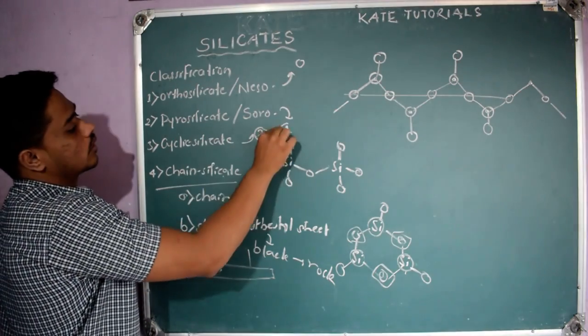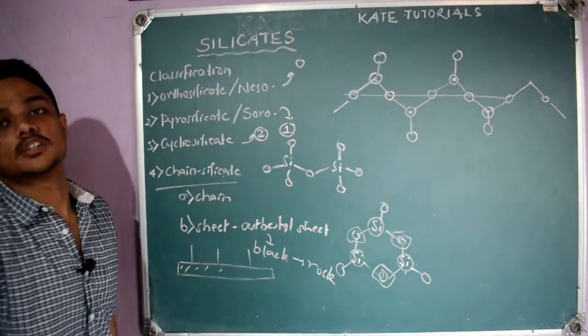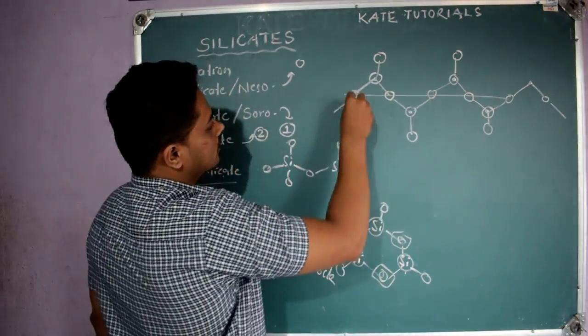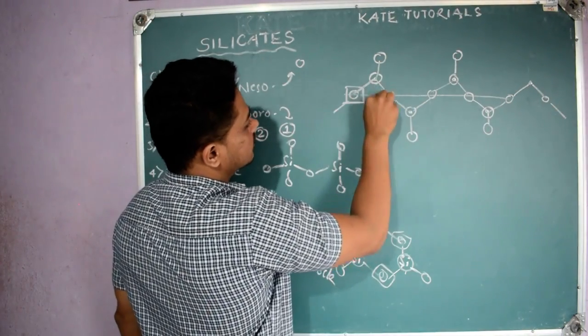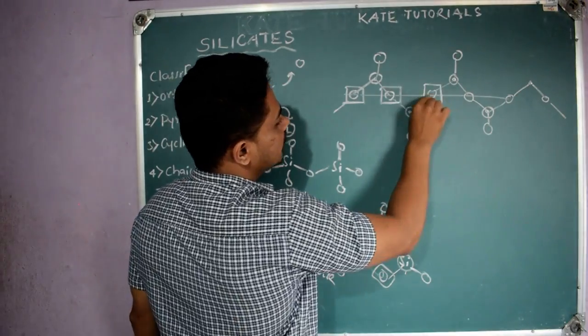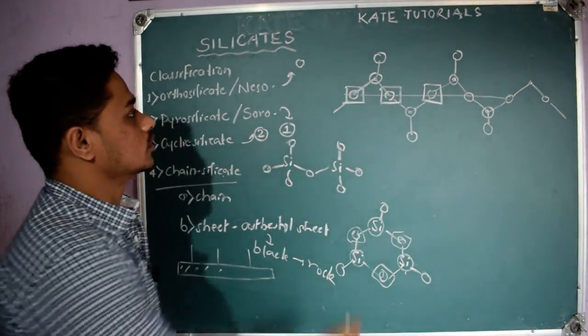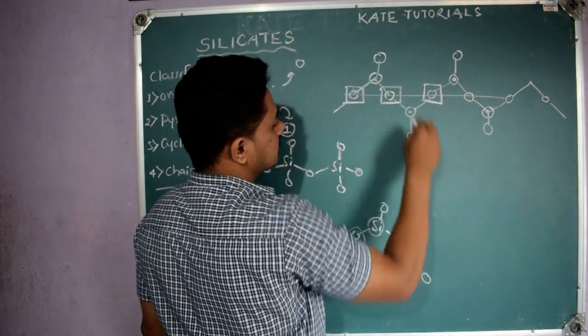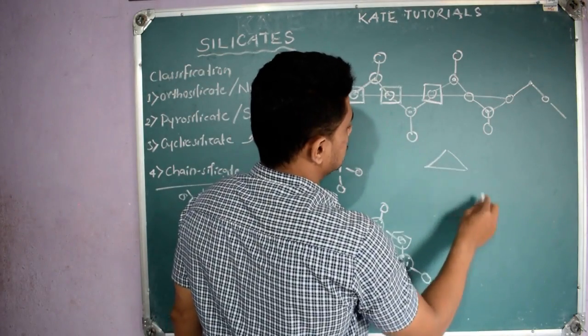In pyrosilicate 1 oxygen is shared, in orthosilicate no oxygen is shared. And here also you can see, here 2 oxygens are shared. This oxygen is also shared, and this oxygen is also shared. For this silicon, this oxygen and this oxygen, both 2 oxygens are shared, right? So we will get sheet like structure. If we connect like this, it will look like this, right?